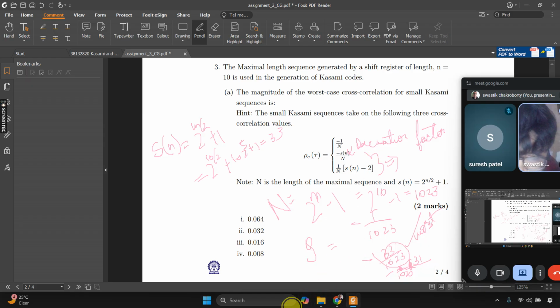So what is 33 by 1023? If you do the calculation, let me check on my phone. 33 by 1023 is 0.032. So the correct answer is 0.032. Simple.